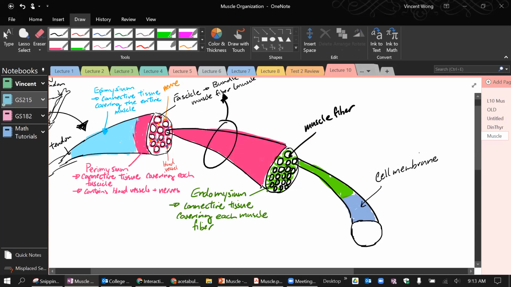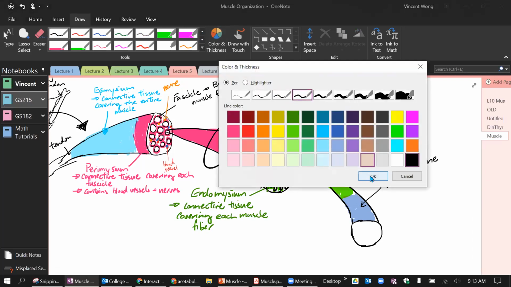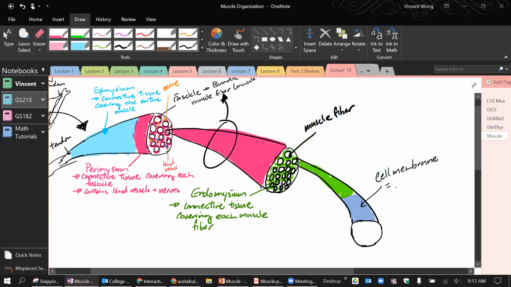Now, it's a little bit tricky because when we talk about muscle, they kind of get their own special names. So instead of calling it cell membrane, we call it sarcolemma. Sarcolemma. Okay. And this thing is a muscle fiber. It's a muscle fiber, a muscle cell.